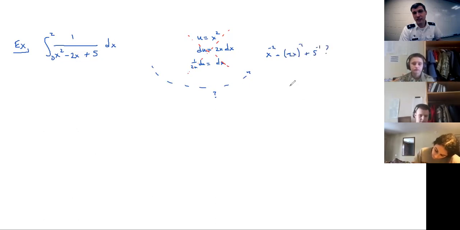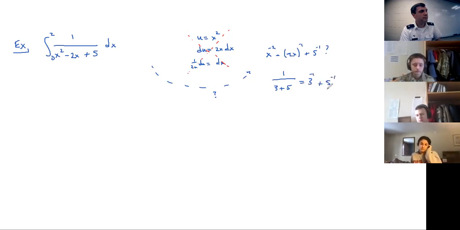And so then effectively what you're saying is 1 over 3 plus 5 is the same thing as 3 to the negative 1 plus 5 to the negative 1, right? But what you're saying there is 1/8 is the same thing as 1/3 plus 1/5. Oh wait, that's not true, right? All right, so all that also doesn't work.